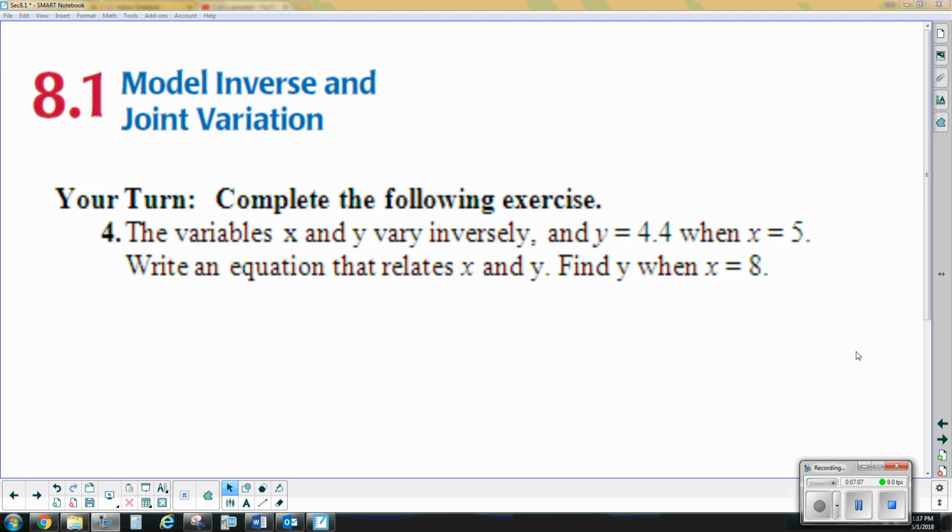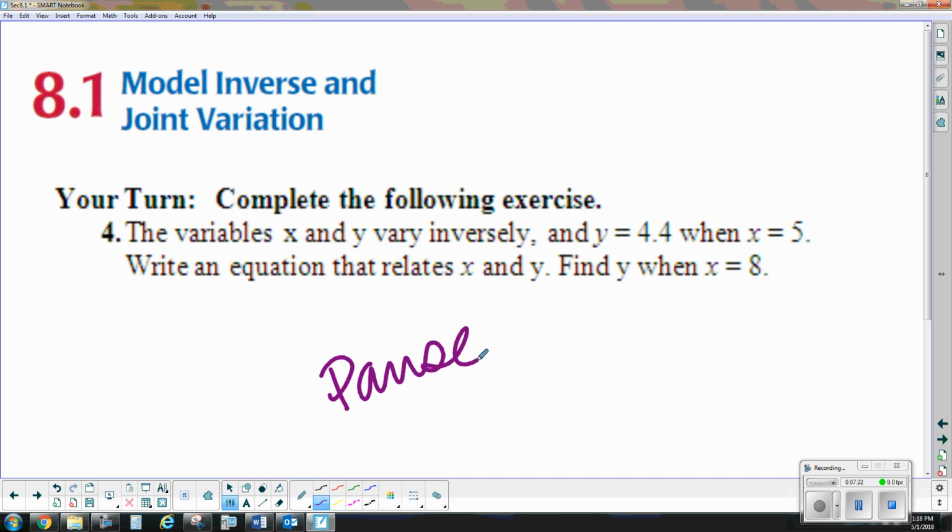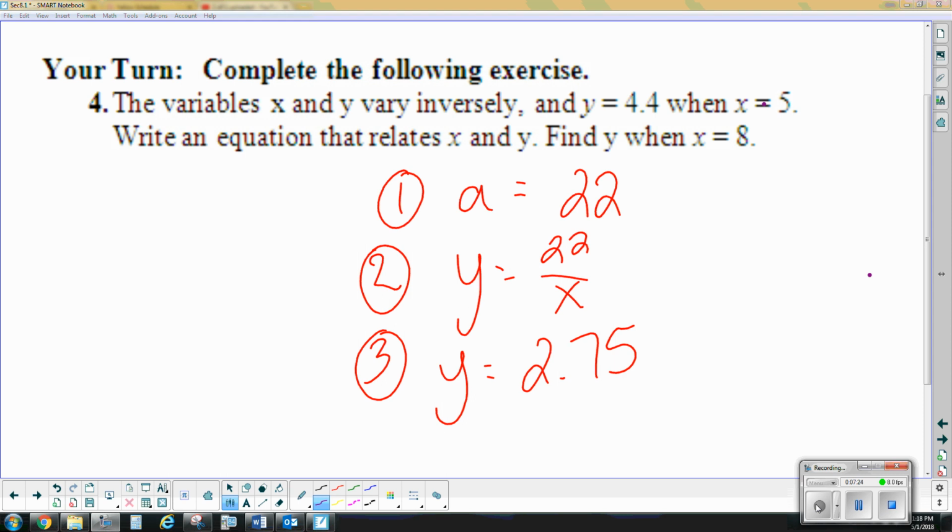Try this next example on your own. So you'll need to first find a, then write an equation, then solve for y. So pause while you work, and you can unpause for the solution. When you solve for a, you get a is equal to 22, again using y equals a over x. Solve for a, write your equation, y equals 22 over x, and lastly, solve for y.